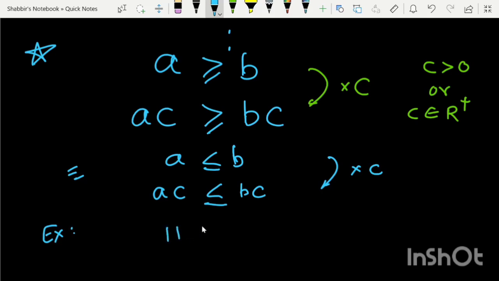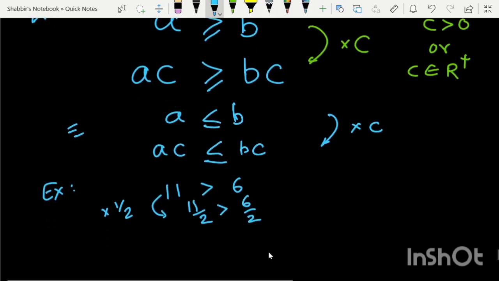11 greater than 6. Multiply by half on both sides, guys. This becomes 11 by 2, this becomes 6 by 2, so 11 by 2 is 5.5, greater than 3, which is true. This was also true, okay. So that way we can do.